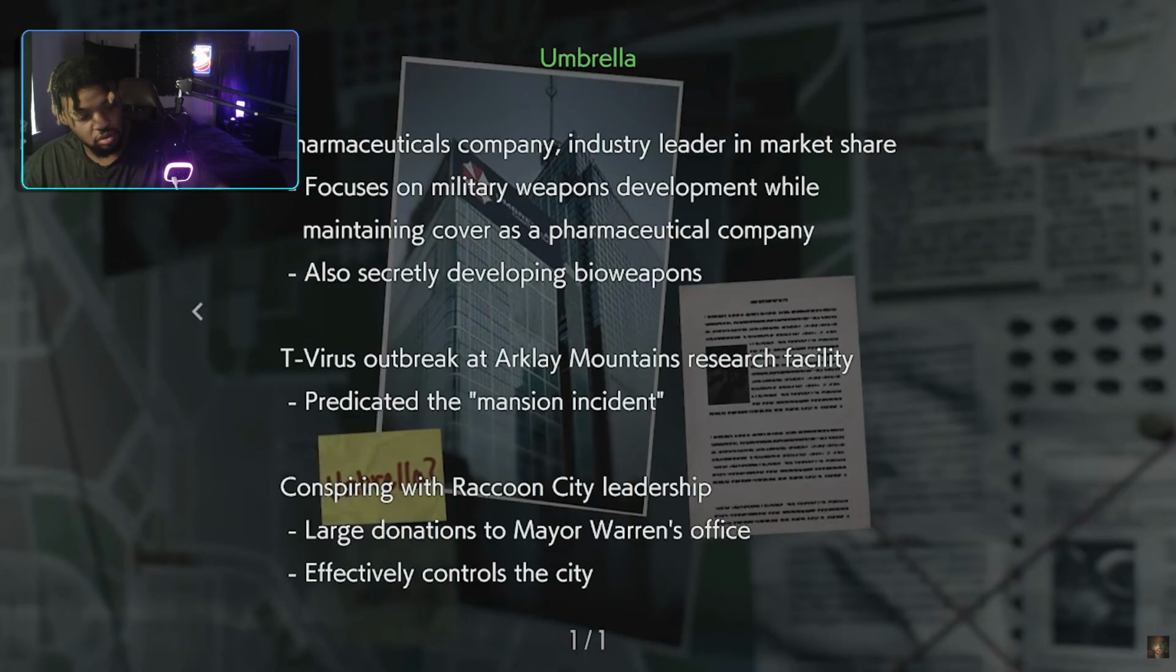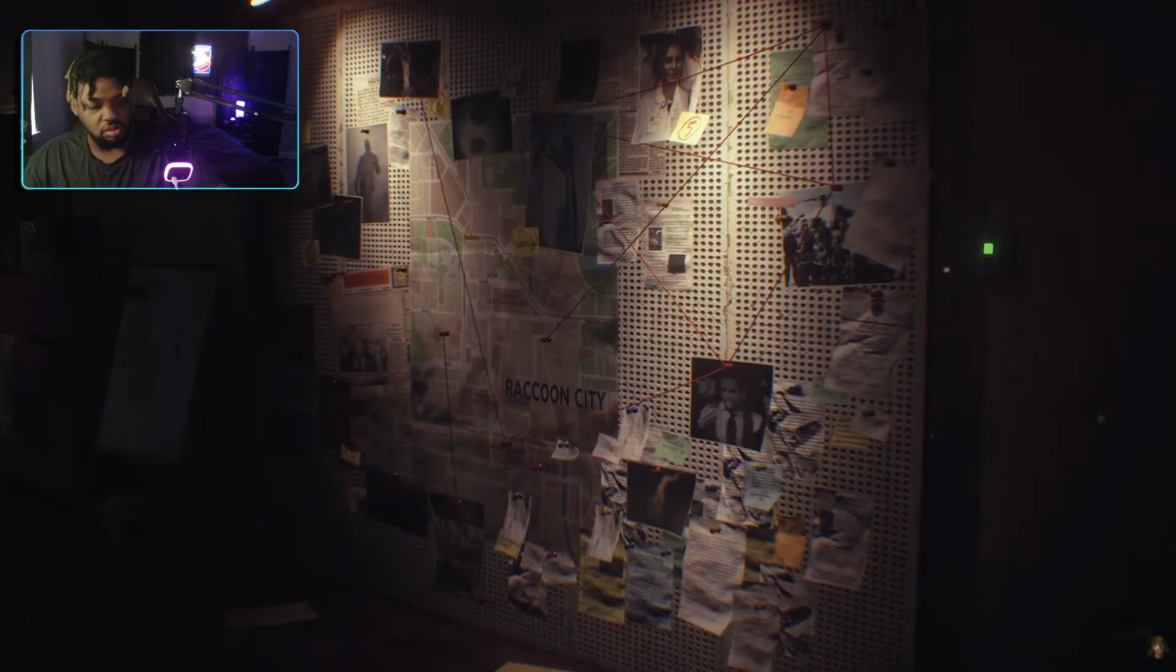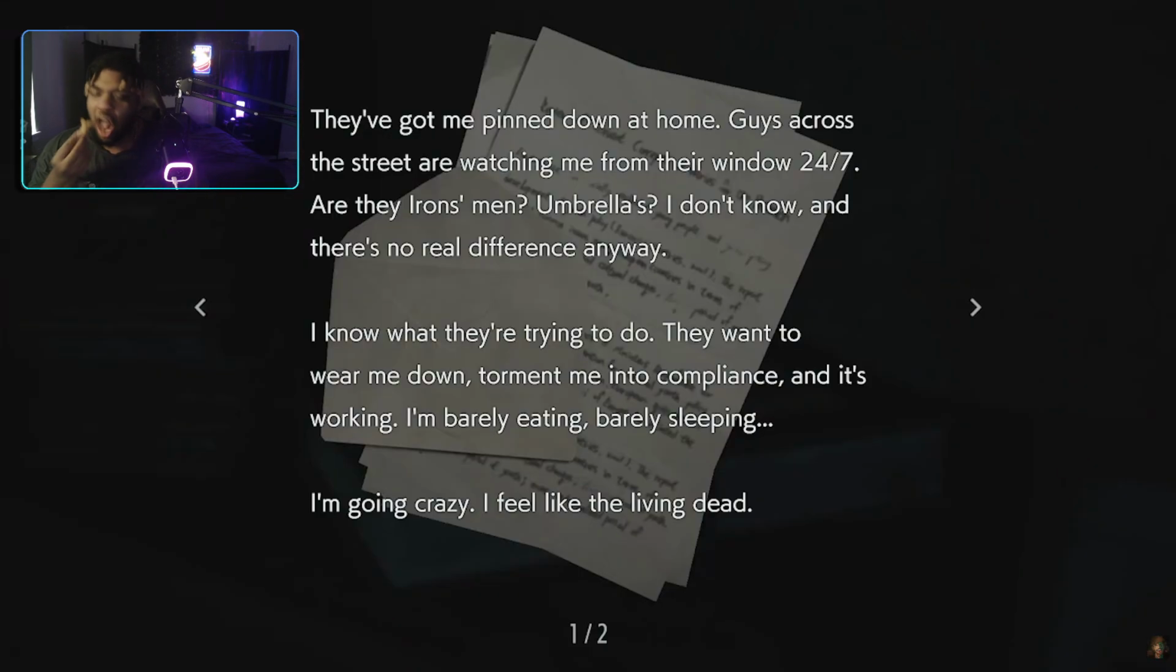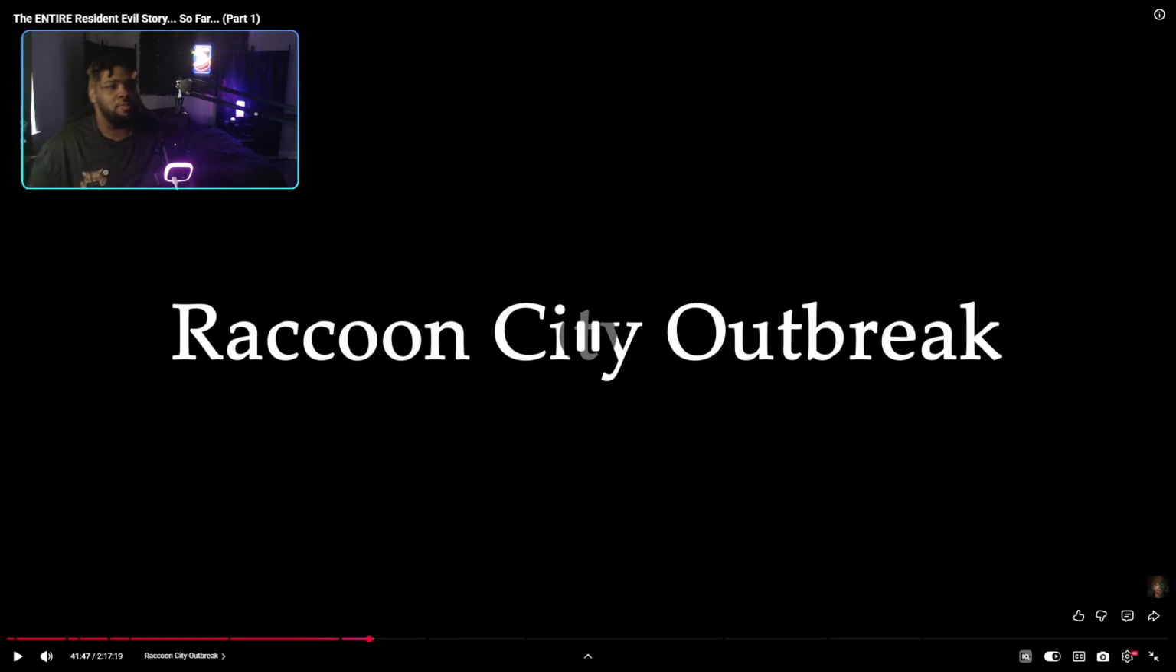Rebecca Chambers and Barry Burton would leave the city. Jill's investigation didn't go far though, as Irons suspended her and put her under house arrest, with her apartment under surveillance. This was so they could wear her down and torment her into complying with what they wanted. But over the next 2 months, things would get so much worse. So Resident Evil 1 takes place a few months before 2.